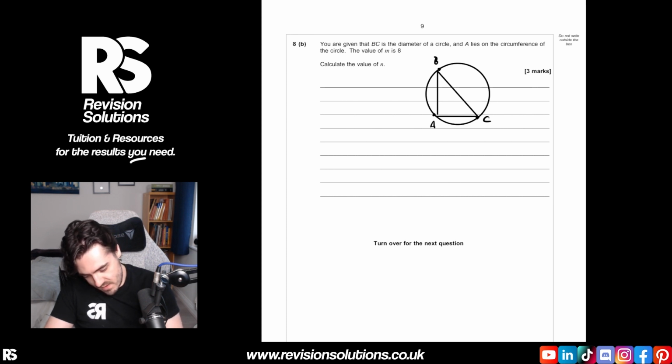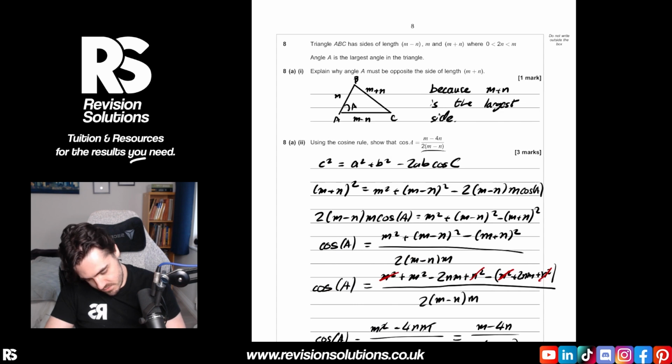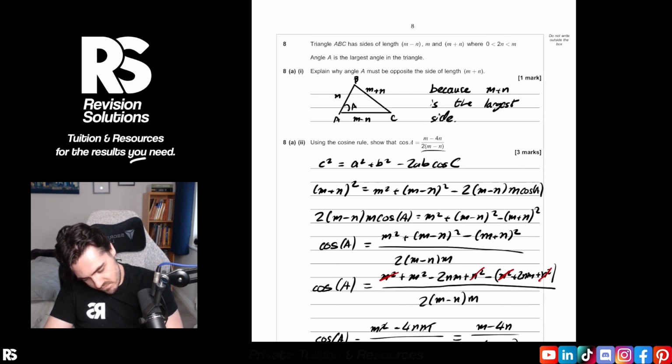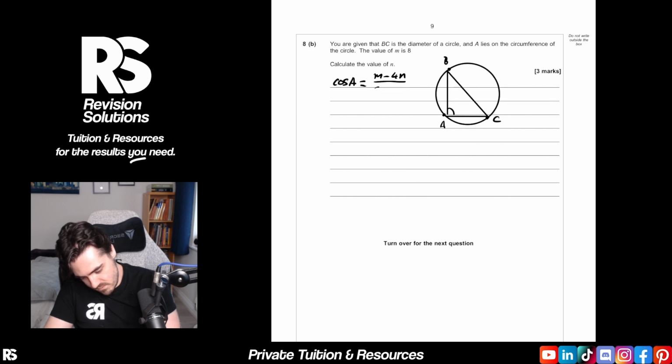And then we remember, so angle A, we had that expression from before. Cos A was m minus 4n over two lots of m minus n. Let's write that down. That was m minus 4n over two lots of m minus n. So we can use that, and we know actually that m is 8, so let's include that. So cos A equals 8 minus 4n over two lots of 8 minus n.